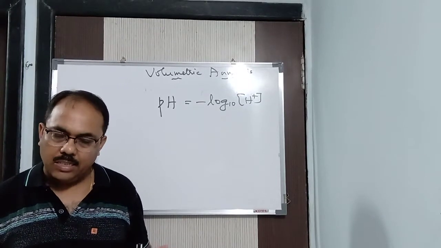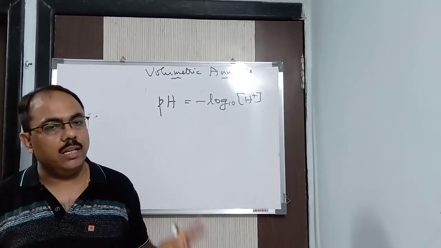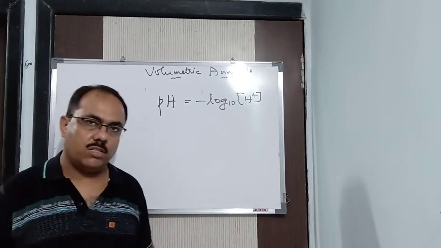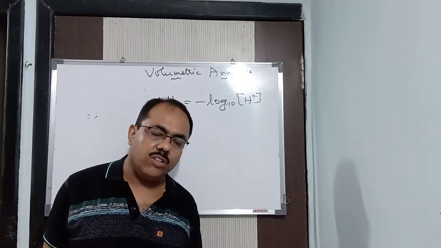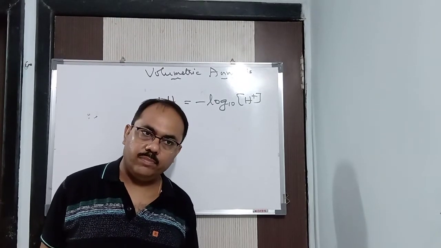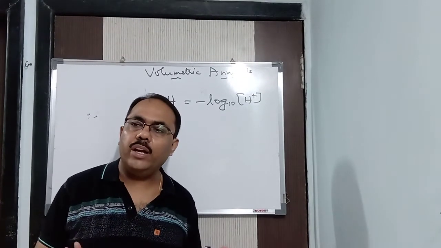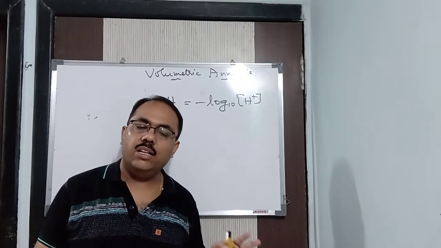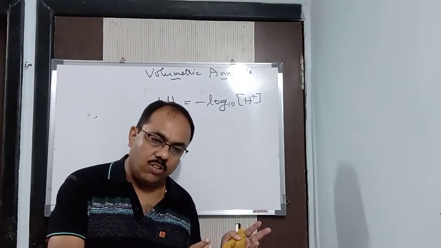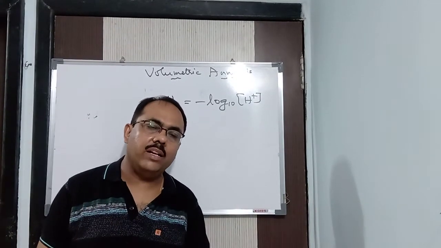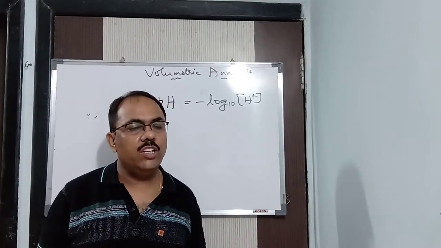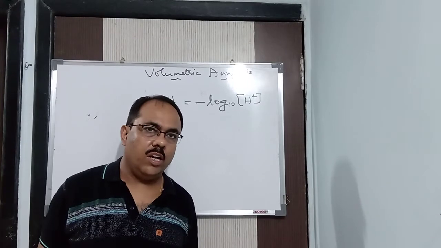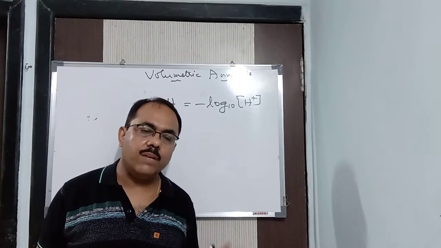Understood? Again I repeat, what should be the considerations for selecting an indicator? We have to consider the pH range and the equivalence point. Equivalence point means the point at which the concentration of the acid is equal to that of the base. That means the point at which it attains the end point, where we need to stop the titration, when the solution becomes neutral.